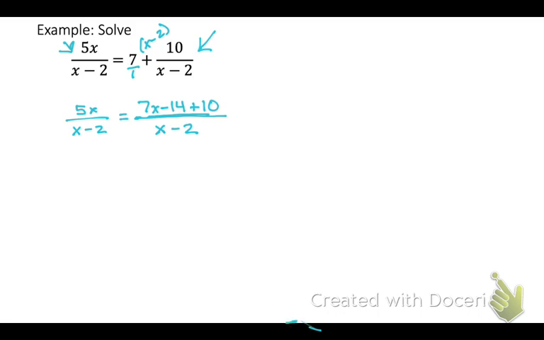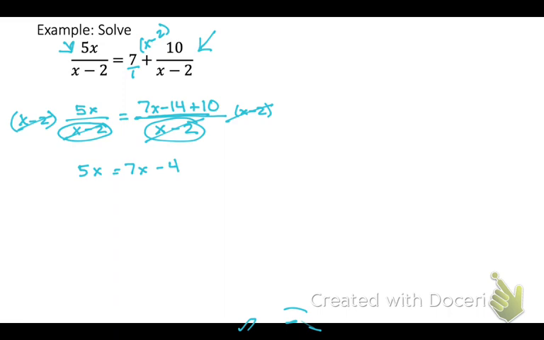So I'm going to combine those, but I'm just not going to do it right now. So I'm going to cross multiply by those denominators, correct? So x minus 2 and x minus 2. What's going to happen to the x minus 2's? They're going to reduce. And I'm left with 5x equals 7x minus 4.